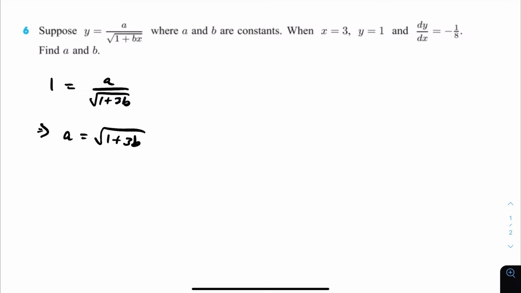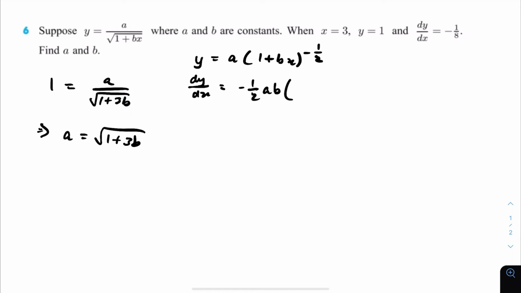So we're also given that dy over dx is equal to negative 1 over 8. So let's differentiate. We'll start off by writing the function in a way that's able to be differentiated. So we're going to write this as a times (1 plus bx) to the power of negative half, since it's a square root in the denominator. Now when we use the chain rule, we get that dy over dx is equal to negative half ab times (1 plus bx) to the power of negative 3 over 2, which is equal to negative ab over root (1 plus bx) to the power of 3.